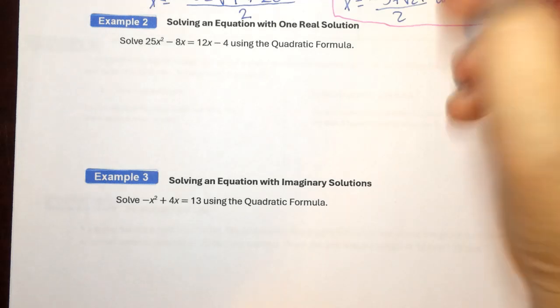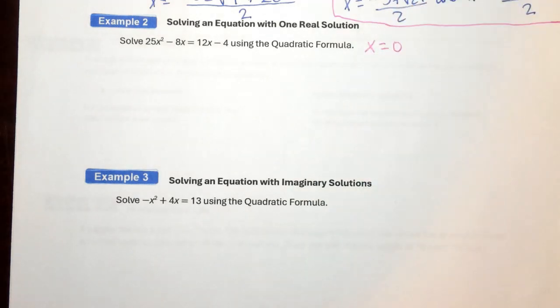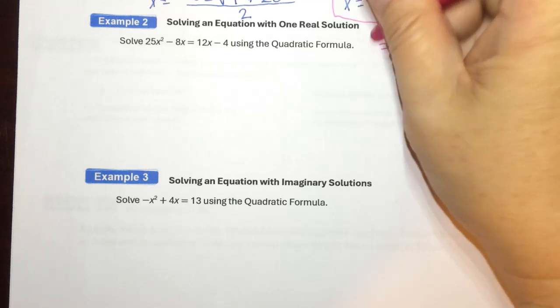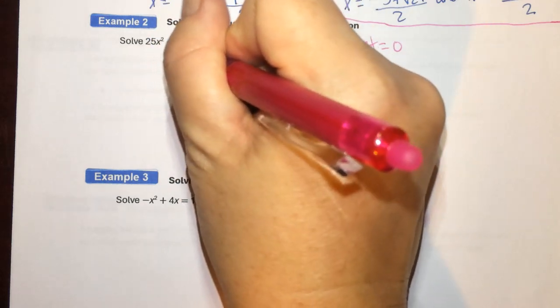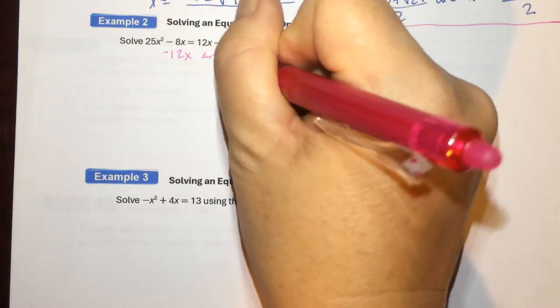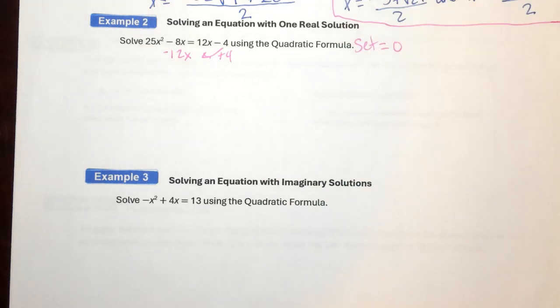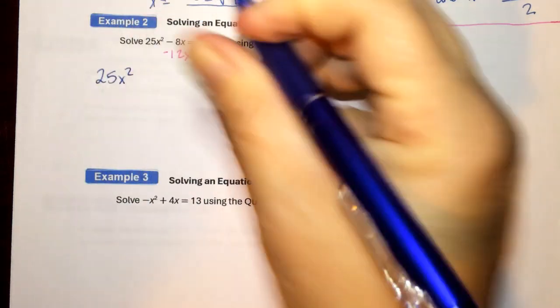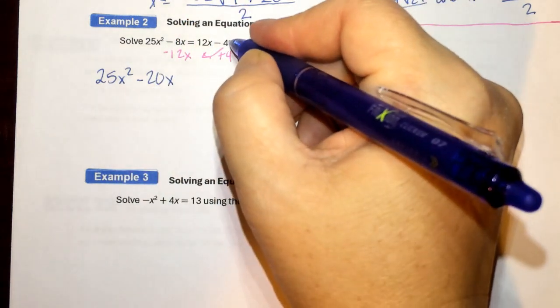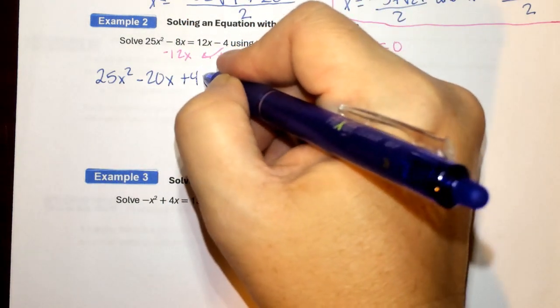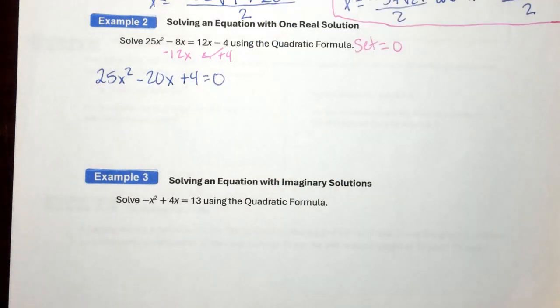Again, you have to make sure your equations are set equal to 0. I didn't mean to put x there, I meant set equal to 0. So we're going to have to subtract the 12x from 8x and then add the 4. All right, so now what do we get? We have 25x squared, negative 8x and negative 12x gives us negative 20x, and then plus 4 equals 0. Now we're going to set this up using our quadratic formula.